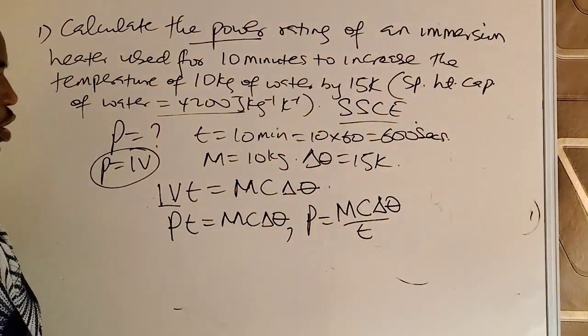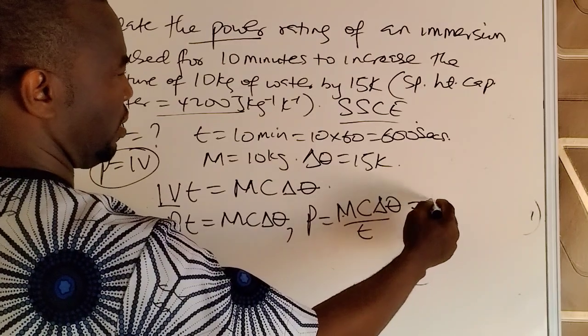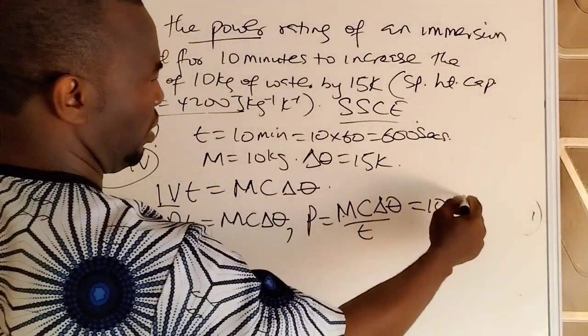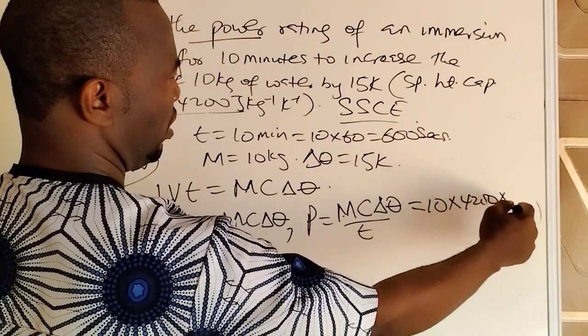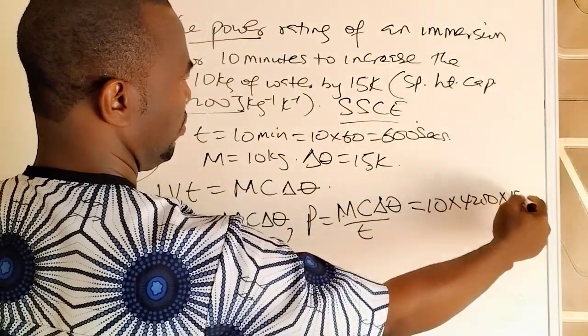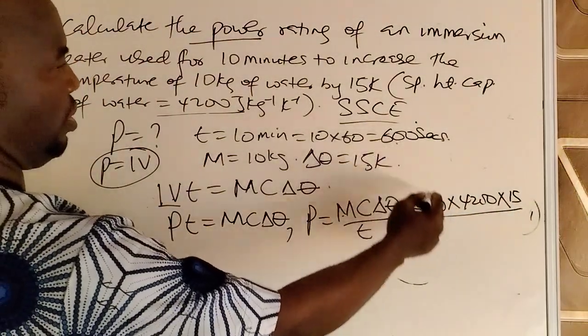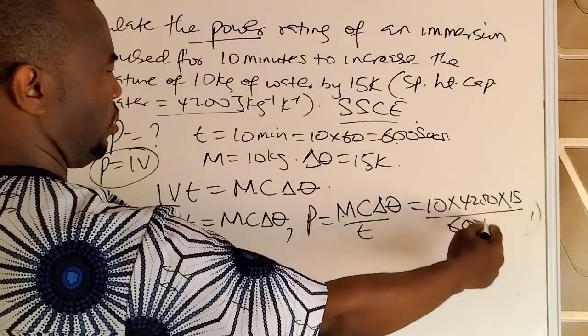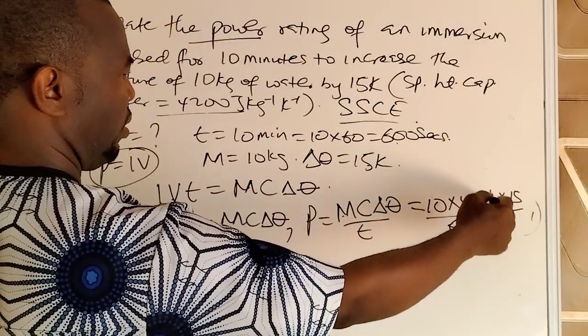So make a substitution. The value of our mass is 10 kg. The value of our c is, in bracket, 4,200. Then the temperature change is 15. Then our time in SI unit is 600. So you solve this.